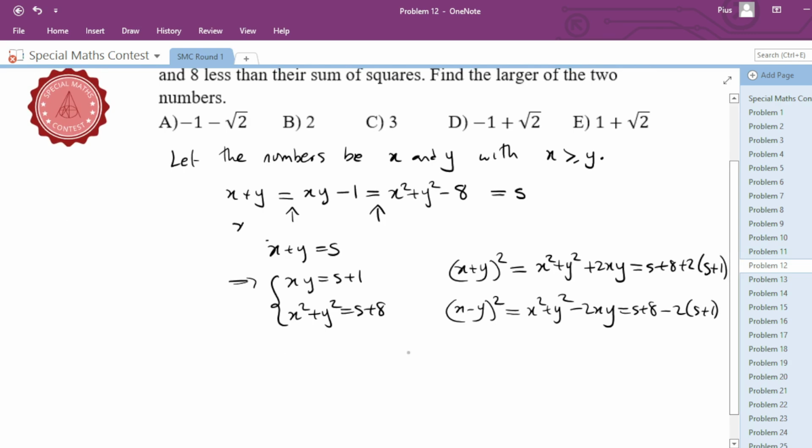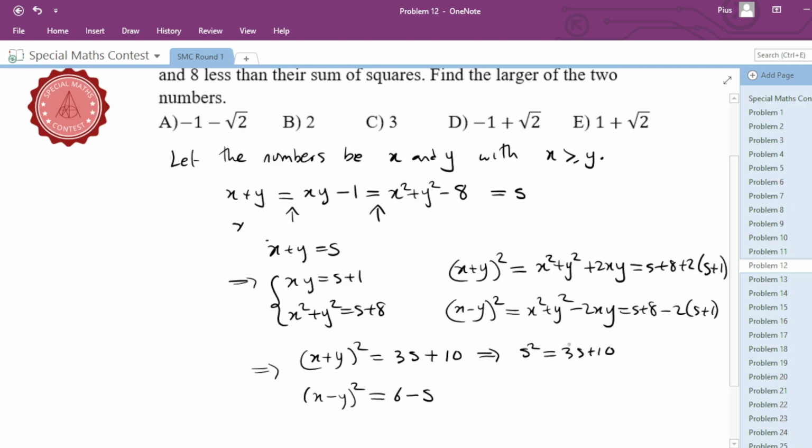Okay, so for the first one, we have x plus y all squared is equal to, expanding, 3s plus 8 plus 2, which is 10. And for the second one, we get 8 minus 2, that's 6 minus s if we simplify that. Now for this first one, we see that x plus y itself was already s, so this is actually s squared equal to 3s plus 10, and then we get a quadratic equation which we can solve.